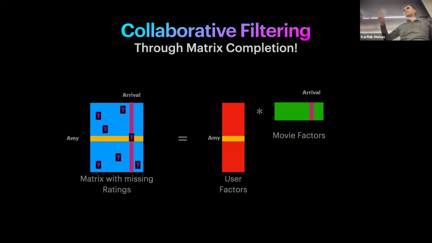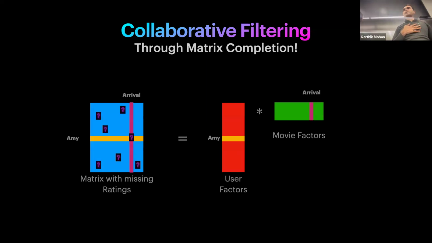So the question is, how do you learn the factors? And that's where the learning happens. So all the known ratings are your data. The user factors and the movie factors matrix is the unknown, and that's the parameter, and that's what you learn. This is the simplest version, right?